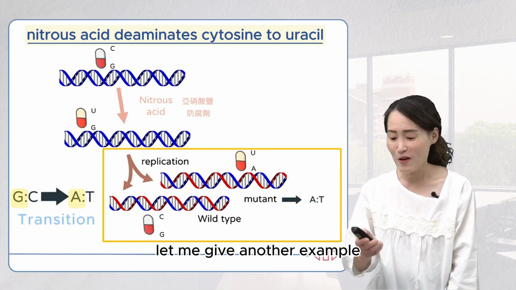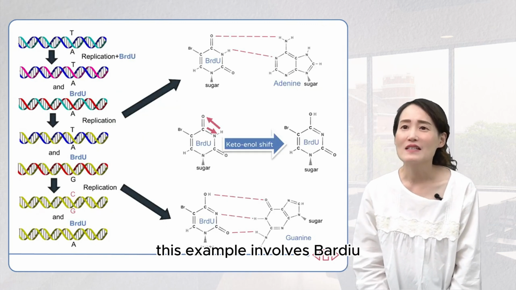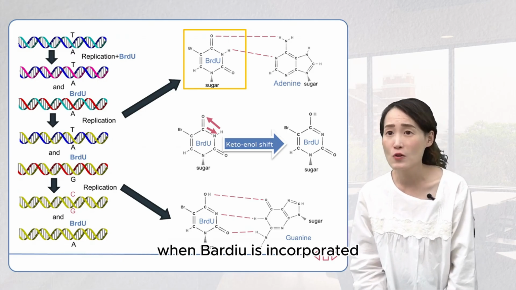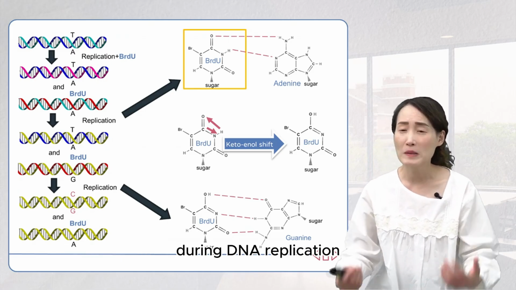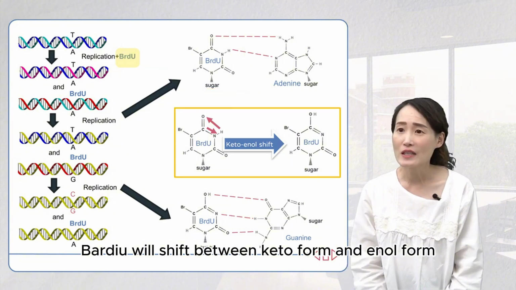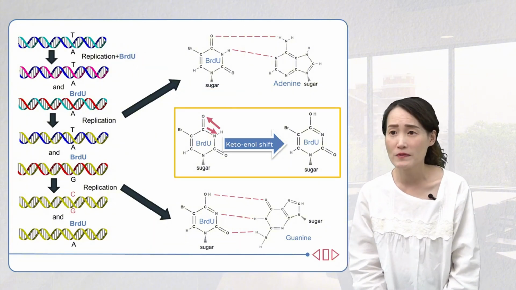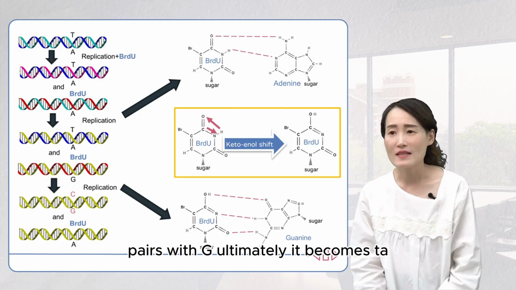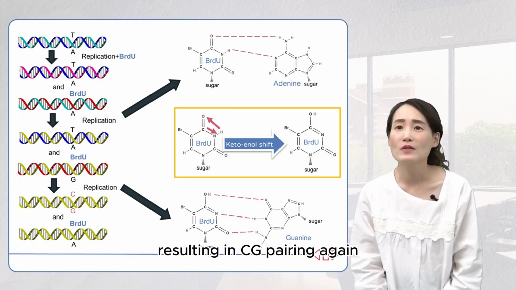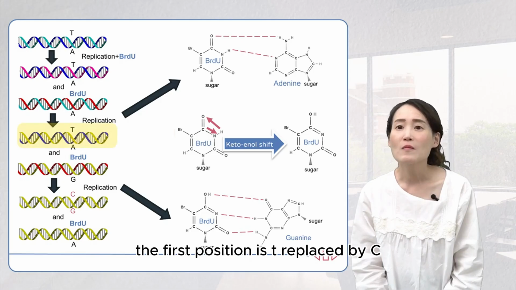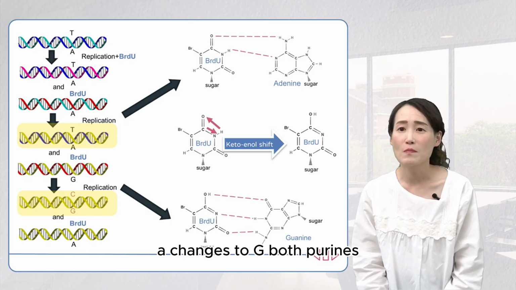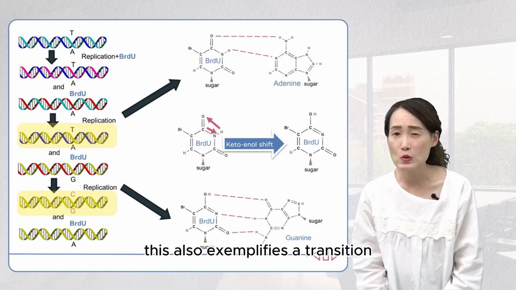Next, let me give another example. This example involves BrdU, an analog of adenine's partner thymine. The methyl group above is replaced by a bromine atom. When BrdU is incorporated during DNA replication, BrdU will shift between keto form and enol form. When it shifts to enol form, its configuration resembles C, pairing with G. Ultimately, it becomes TA, resulting in CG pairing. Again, the first position is T replaced by C. T and C are both pyrimidines. A changes to G, both purines. This also exemplifies a transition.